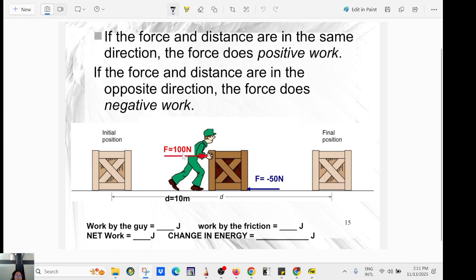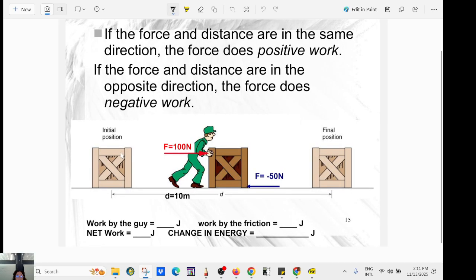So he's applying a force of 100 newtons. This is the applied force over a distance of 10 meters. So he's transferring energy from him to the crate. The crate is going to move faster. Its kinetic energy will increase. What's going to be the work done? 1000 joules, very good.